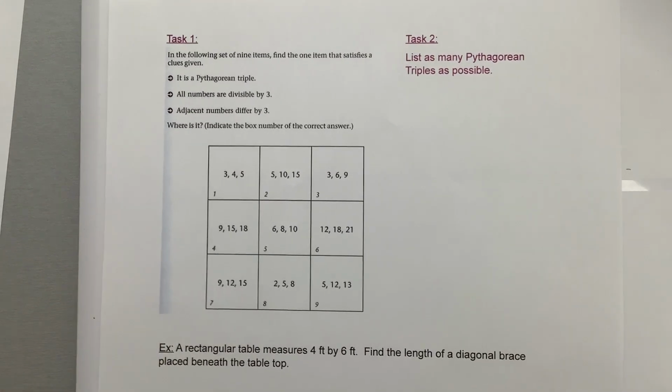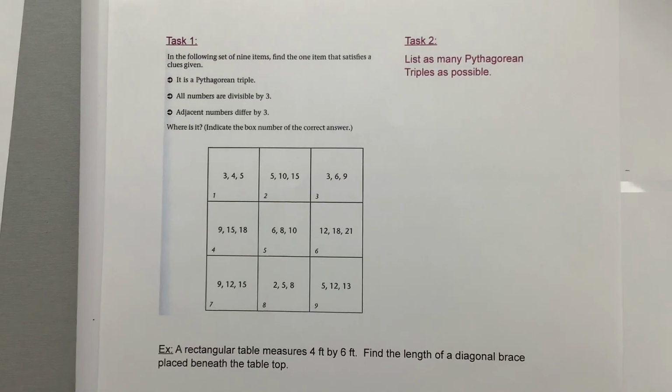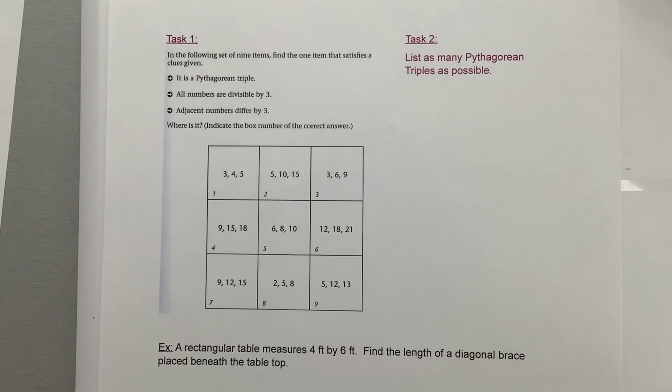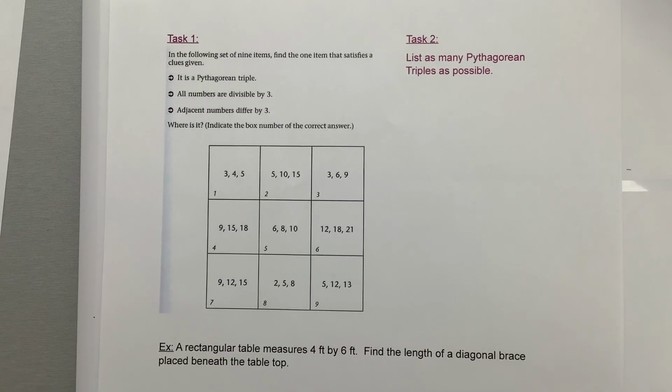Task number 1. In the following set of 9 numbers, find the one item that satisfies all the clues given. So, only one correct answer. Which one satisfies them all? First, it is a Pythagorean triple. Second, all numbers are divisible by 3. And next, all adjacent numbers differ by 3.